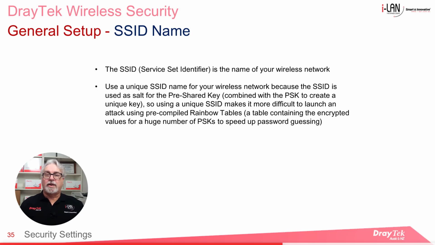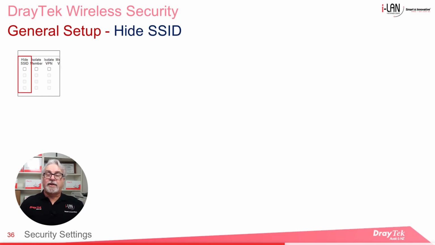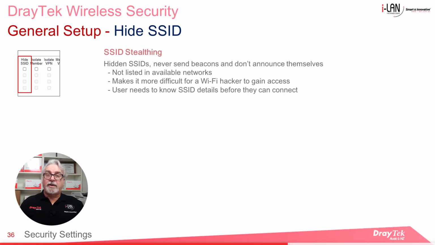A rainbow table is a table containing the encrypted values for a huge number of PSKs to speed up password guessing. A normal Wi-Fi access point will send beacons containing all the information needed for nearby devices to discover and connect to it, such as the network SSID and supported encryption. The Hide SSID option provides a hidden network that never sends beacons and doesn't announce itself in any way, requiring that a client device be in range and already know about the network in order to connect to it. That means you'll never see a hidden network included in the list of nearby access points, making it more difficult for an attacker to gain access.